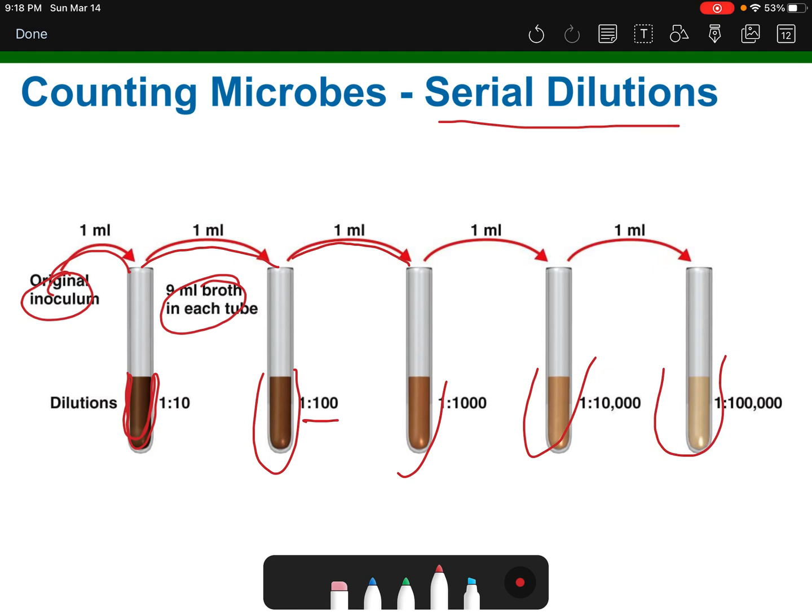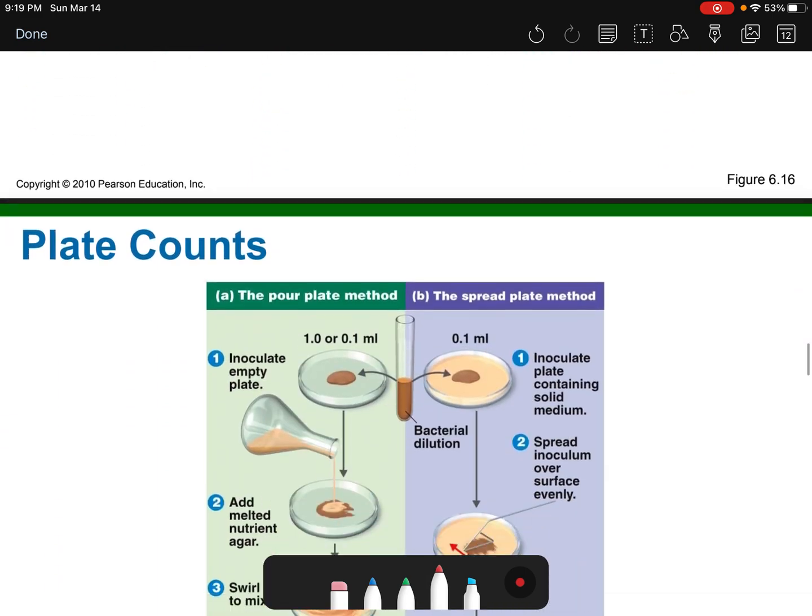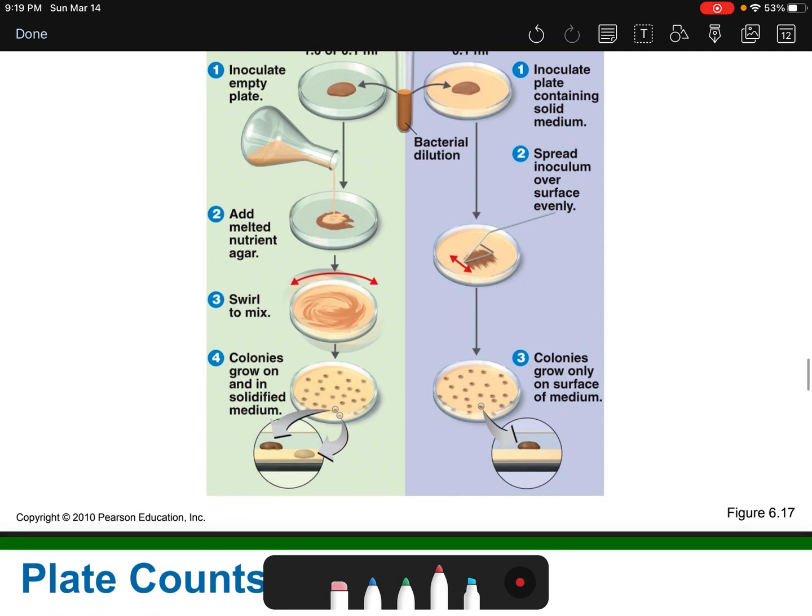Serial dilutions. We're not talking about Captain Crunch or Cheerios here. Serial means in series. So we keep diluting and diluting, and you can see how it gets lighter and lighter. So there should be less and less bacteria in there. What we do from there is we plate it out. When we plate it out, we can look at the number of colonies that grow and determine how many colonies grew just by doing a count on the plate.